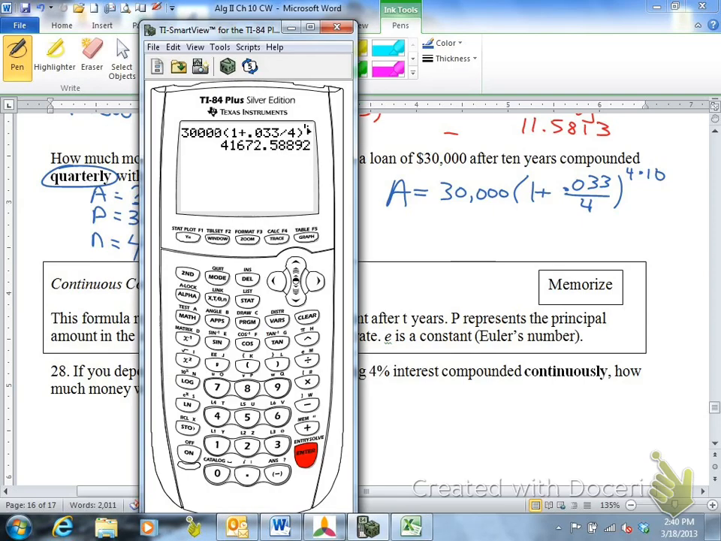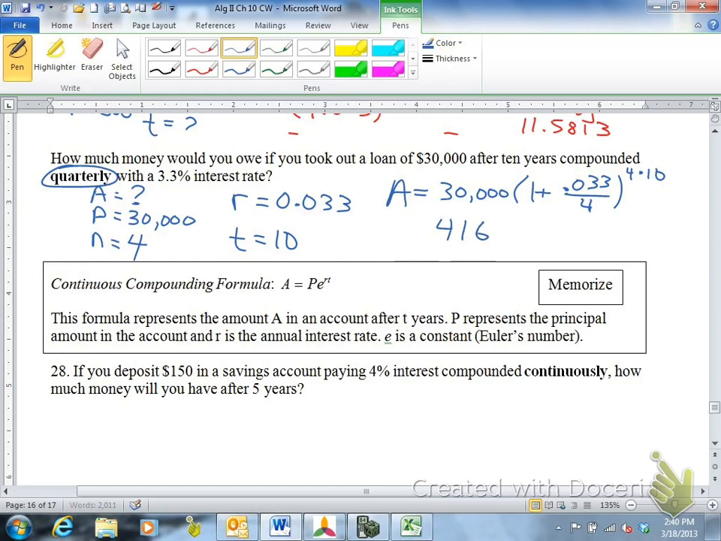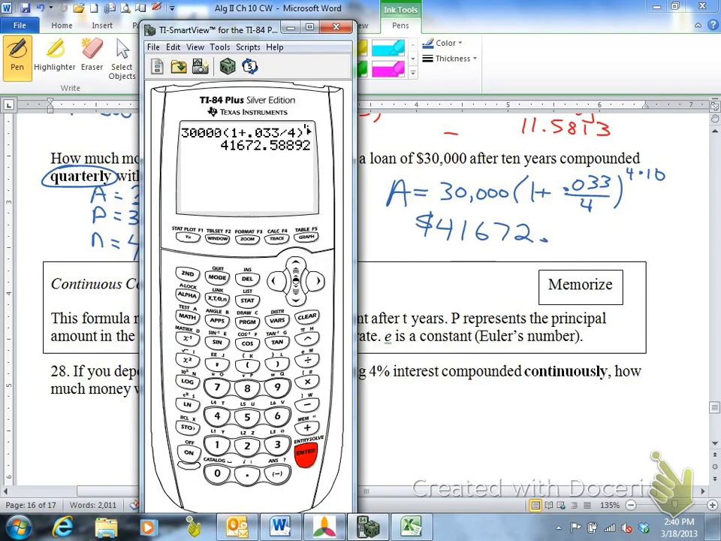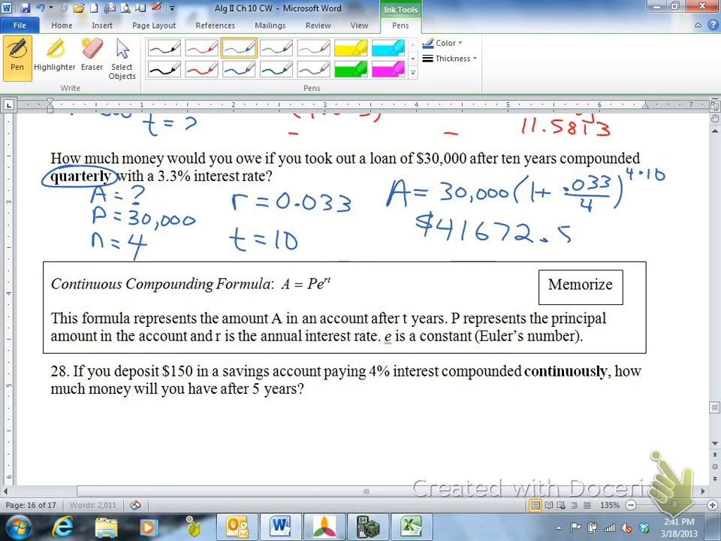So 41,672. And if we round to the nearest cent, it would be 59 cents. So that's how much you would owe after 10 years.